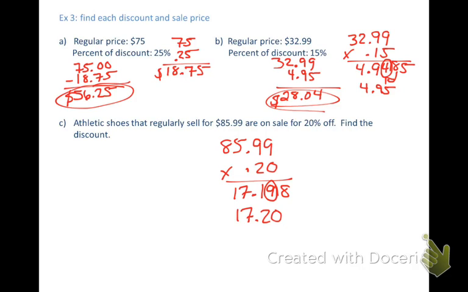Some cheap shoes. So 80. That's not cheap shoes. Well, it isn't, because it depends on what kind of shoe it is. So $17.20 subtracted would be $68.79.